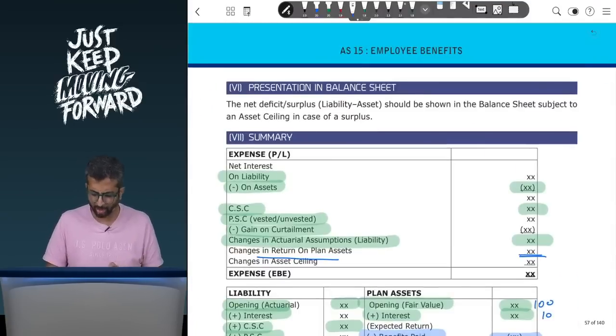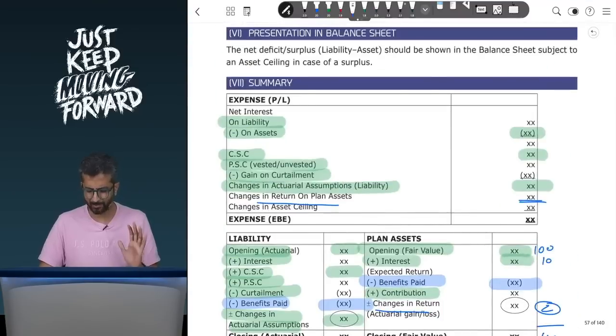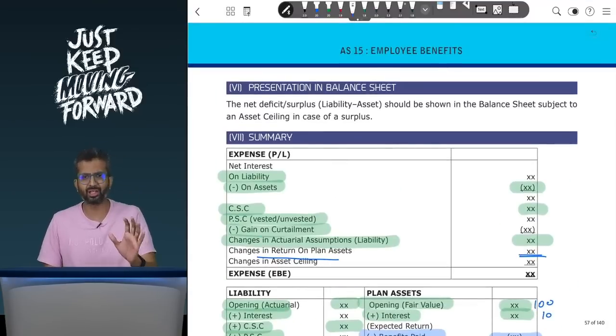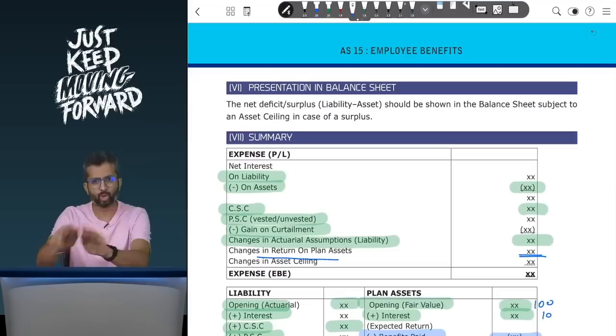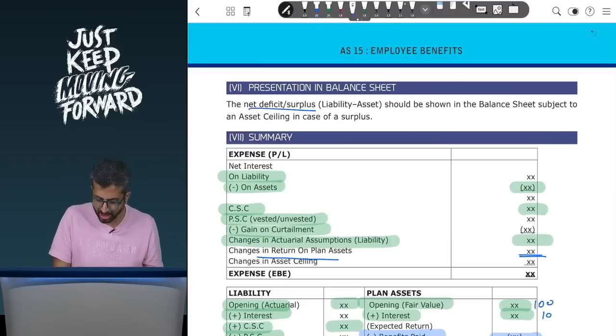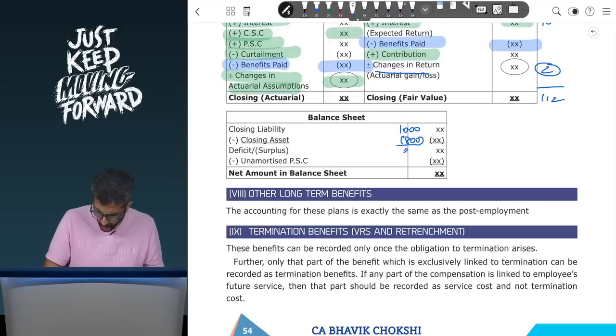Then there is a concept of asset ceiling, which is not really important from a CA Inter perspective. So if there is an asset ceiling, then you will have to give effect to the changes in asset ceiling, but that is going to make it even more complex. Let us keep it simple. So in my balance sheet, net deficit or surplus should be shown, only the net amount subject to asset ceiling in case of a surplus, if any. So this is your final amount to be shown in my balance sheet. Closing liability, let's say 1,000 minus plan assets, that is 100, that comes to 200.